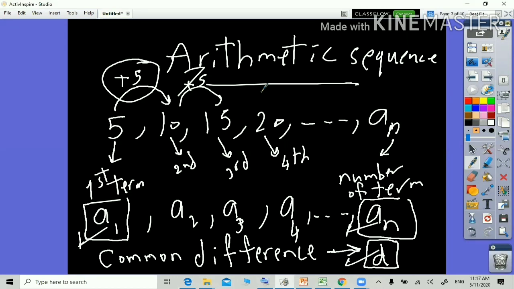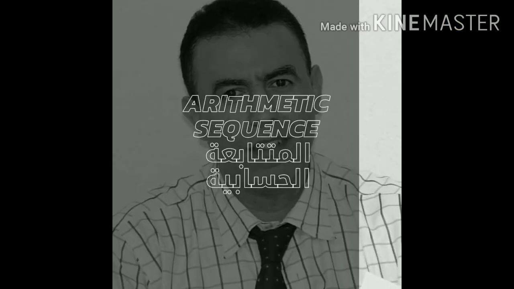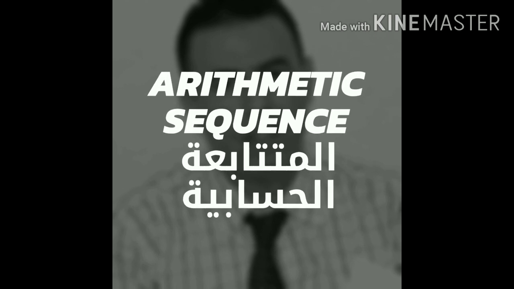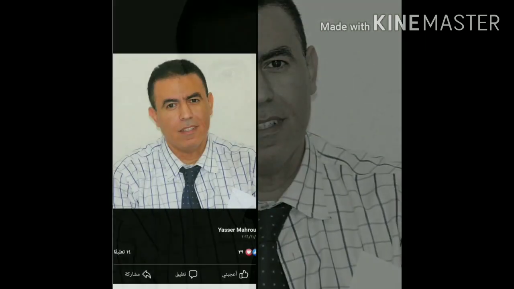If I give you a sequence like that, concentrate with me, all of you. If I say, for example, 4, 8, 12, and so on. If you concentrate here, what's A1? Who can tell me? What's the value of A1? It's clear, 4. This is A1.